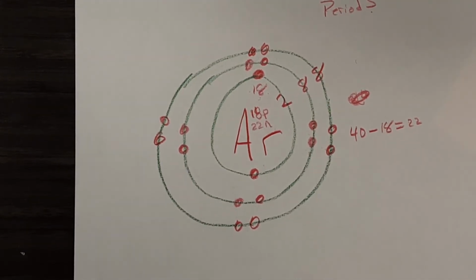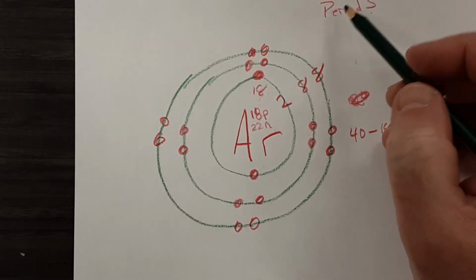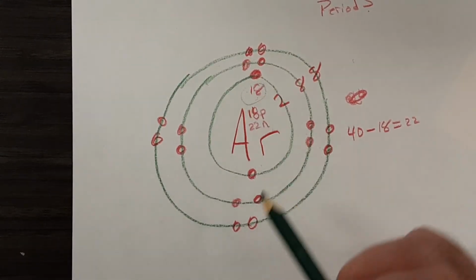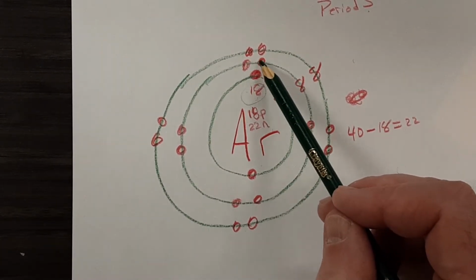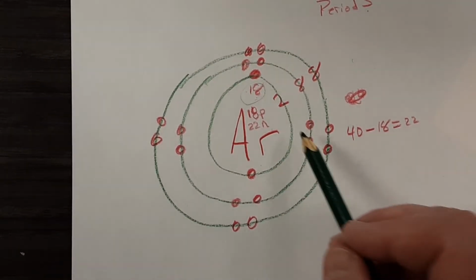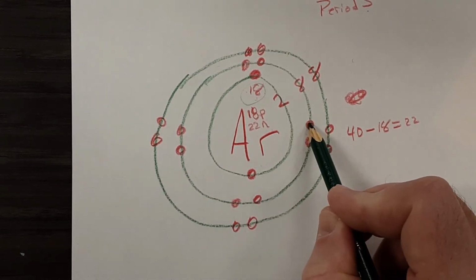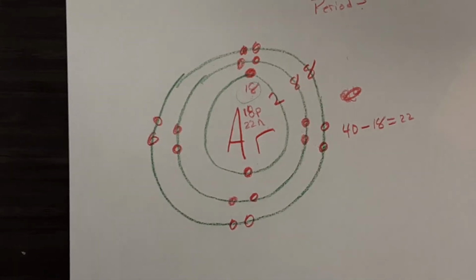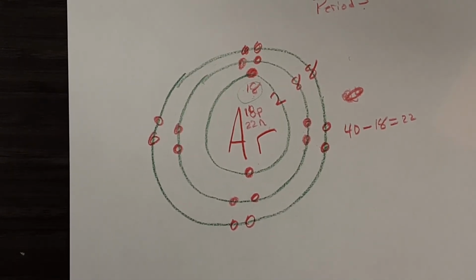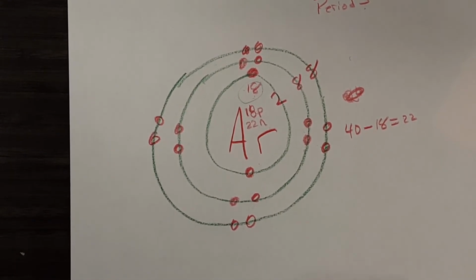All right, let's try to make some more, but remember, the number of periods equals the number of orbits that you draw. The atomic number tells you how many electrons you're going to add to your model, and the innermost energy level gets 2. Second one can have 8, and the third one can have 8. Let's see, is there anything else? Oh, there's one more thing.